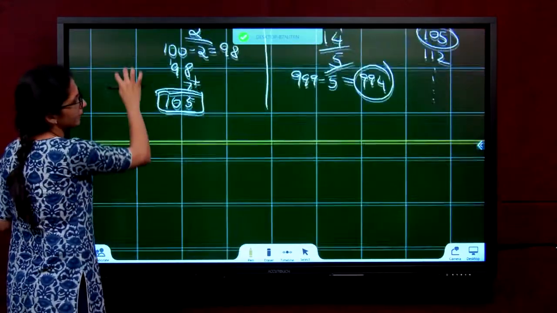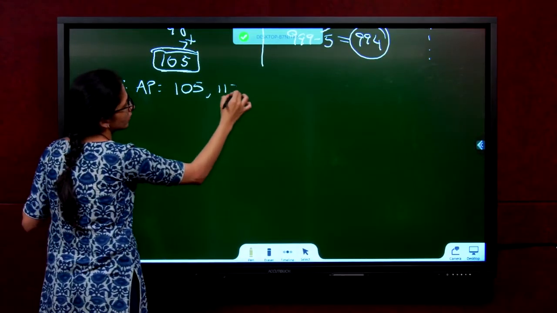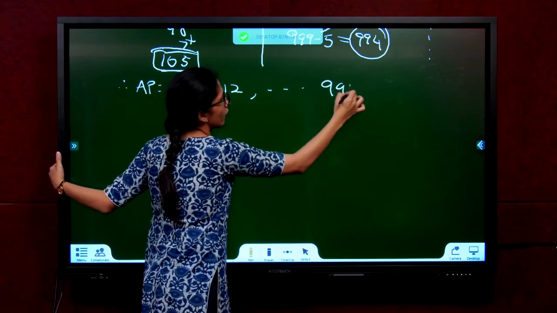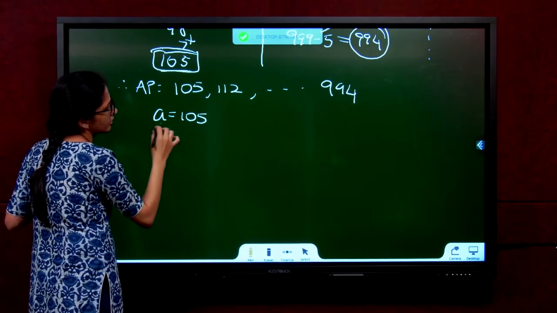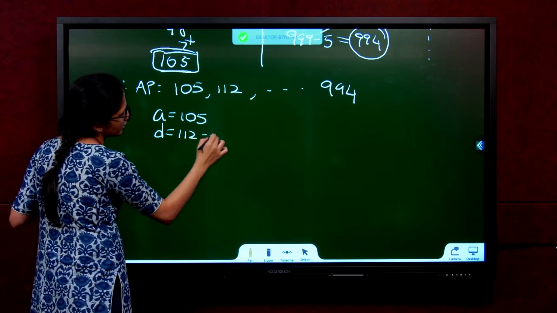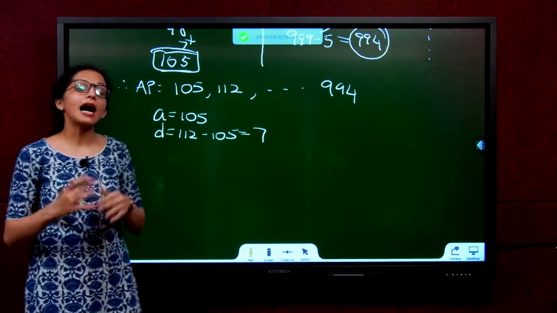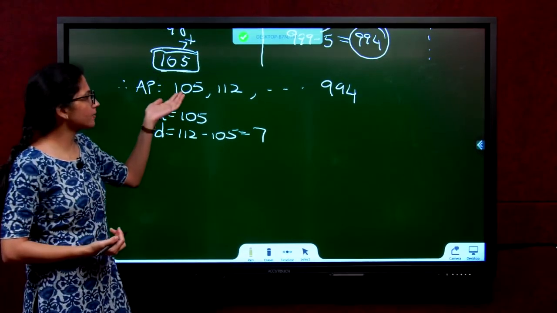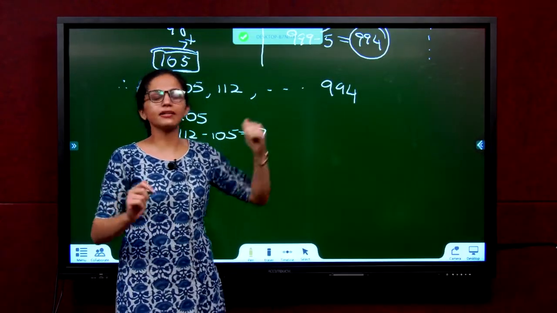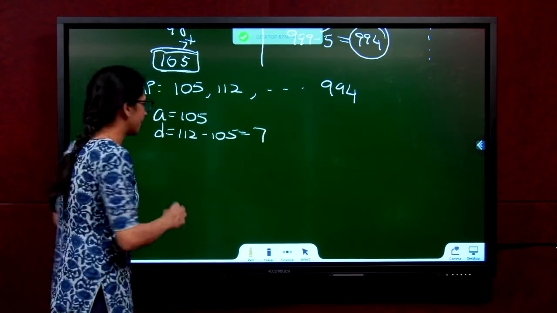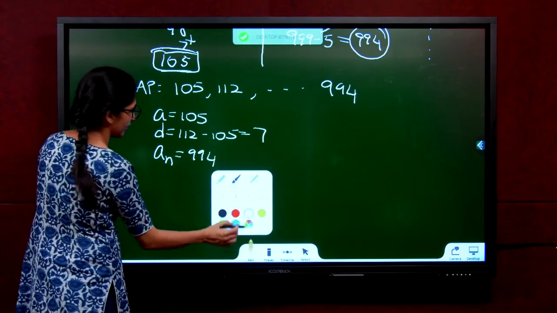So now, what will be the AP? Therefore, the AP starts off as 105, 112, and goes on up to 994. So now, what is A? 105. What is D? 112 minus 105, 7. Obviously, because these are multiples of 7. In the question they are asking, how many terms are there? How many terms means, if this is the 100th term, 100 terms are there. If this is the 30th term, 30 terms are there. So I have to just find the value of n. The last term given is 994. I have to find the value of n.